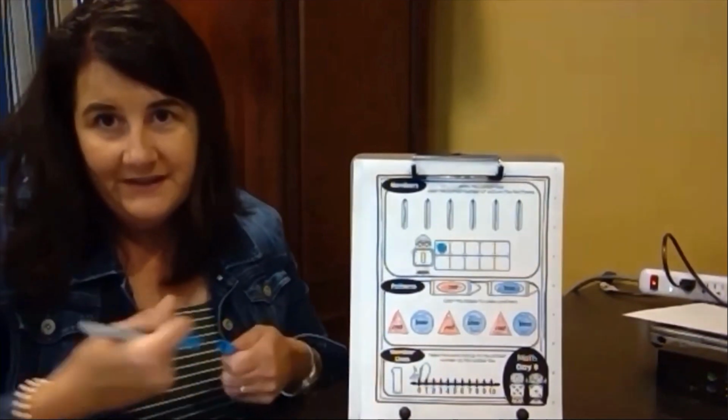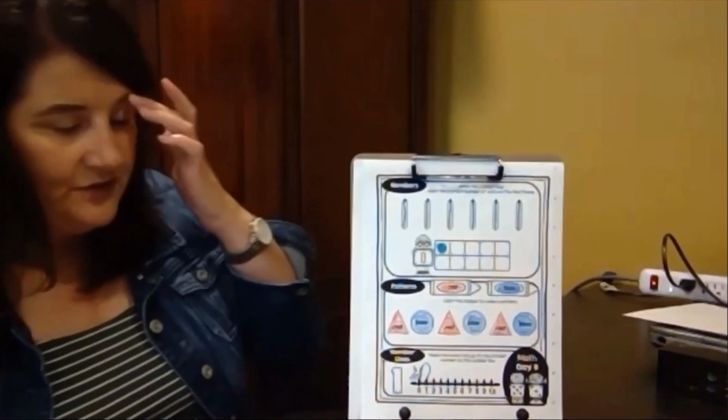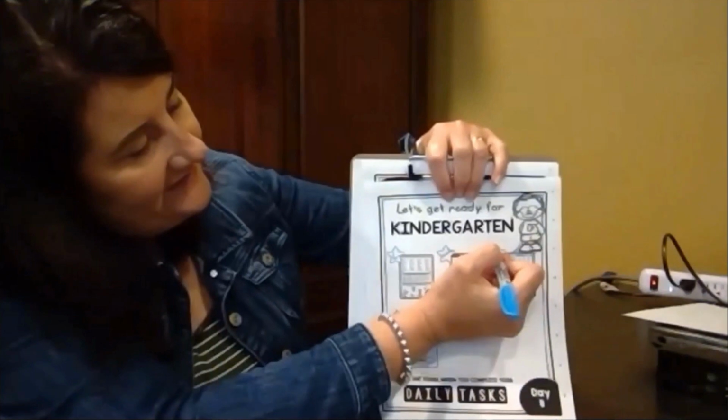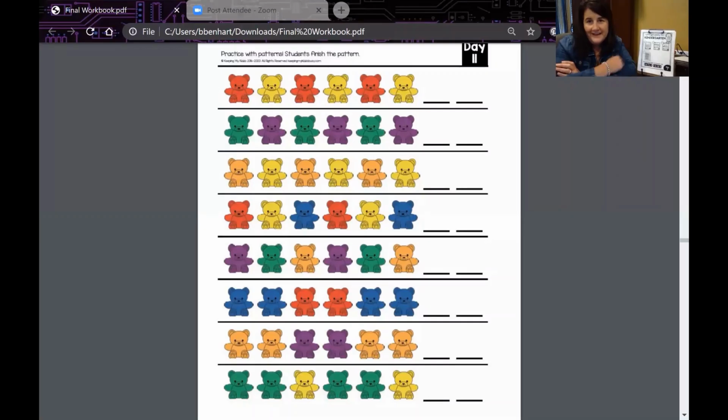And now you know how to do page 3. So when you're finished with page 3, you're going to color in the star or check it off. Okay, now we have some more patterns to practice on our last page of your packet.